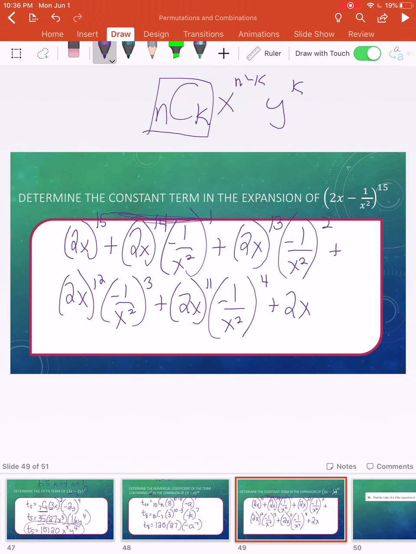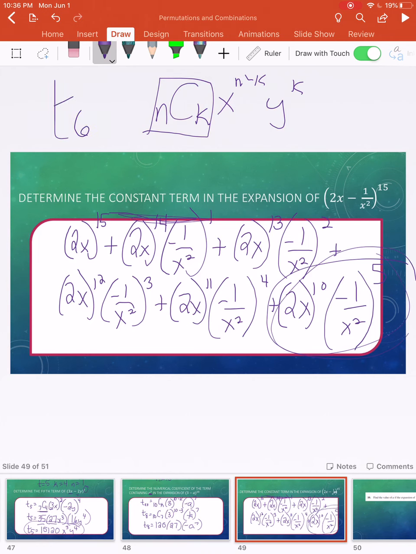Term 6. Okay, and look, we have a winner. So we know term 6 is where they cancel out. So all I've done is I've kind of taken a shortcut to get to that term, instead of expanding it all out. So now that I know it's term 6, I will properly use this equation. So term 6 means my k value is 5, and I'll fill in the equation. And of course my n value is 15.